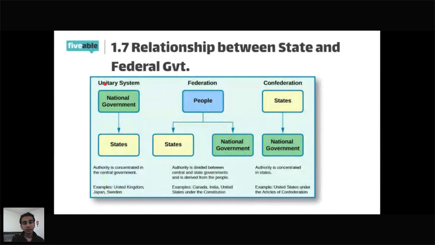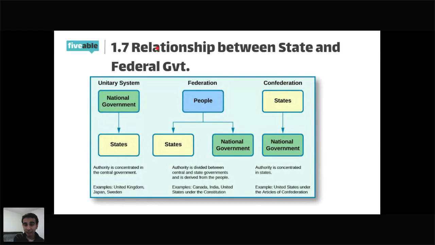So examples of this would be the UK, Japan, Sweden. And I'm assuming if any of you guys have taken comparative government, I haven't, but I believe they focus a lot more on how the governments of, I think, 7 different countries compare. So that's an interesting class if you ever want to take it.